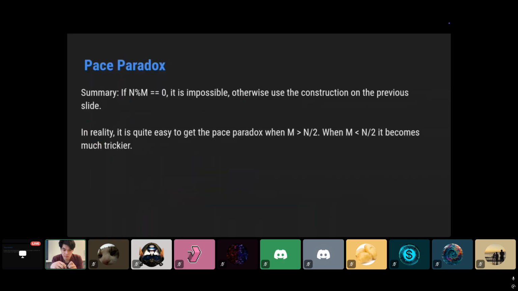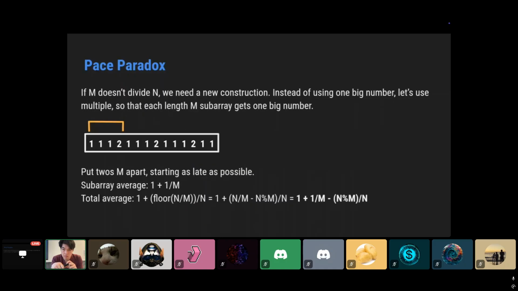Okay, so in summary, if n modulo m is 0, then it's impossible. Otherwise, you can do this.